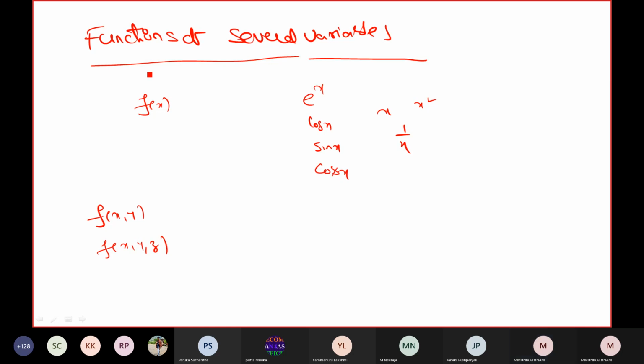Actually, as you know, the real numbers form a line, having zero here, plus one, plus two, plus three, plus four, and so on. Similarly minus one, minus two, minus three, and so on.